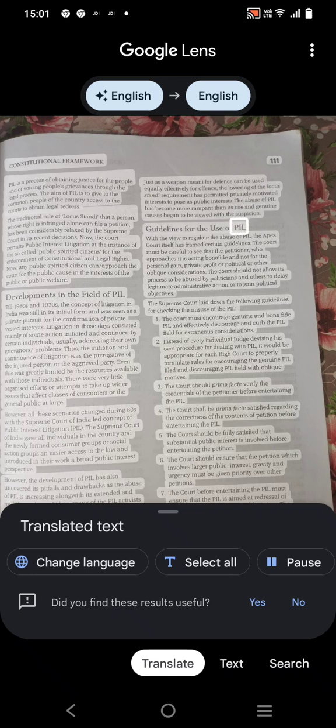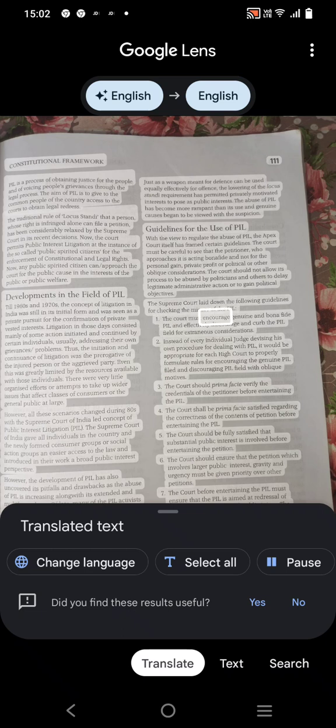Guidelines for the use of PIL. With the view to regulate the abuse of PIL, the Apex Court itself has framed certain guidelines. The court must be careful to see that the petitioner, who approaches it, is acting bona fide and not for the personal gain, private profit, or political or other oblique considerations. The court should not allow its process to be abused by politicians and others to delay legitimate administrative action or to gain political objectives. The Supreme Court laid down the following guidelines for checking the misuse of the PIL.